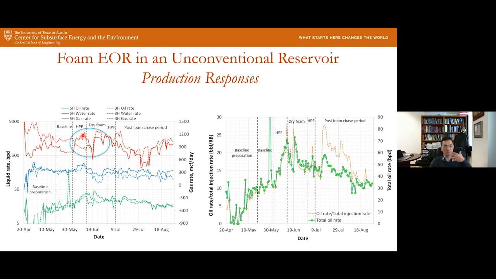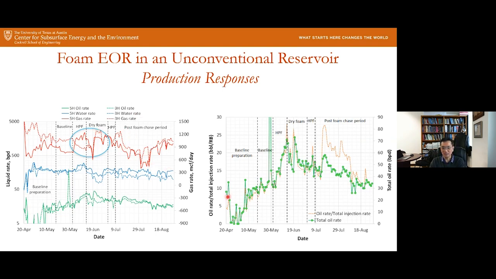That's the reason why foam would generate and build up pressure, diverting gas back into the 3X. So going into the dry foam, you can see that the gas production from 5X is reduced in exchange for higher gas production in the 3X. This cyclic diversion of CO2 gas between the two producers provides a more even distribution of the injected gas between the two producers.